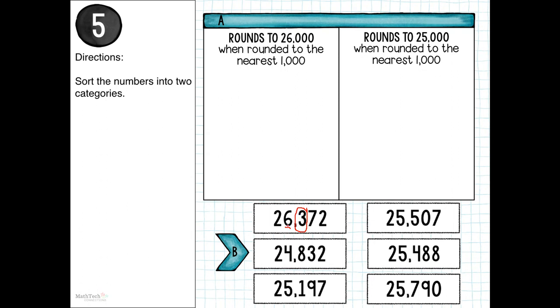So that means my 6 stays the same. So 6 will be in the thousands place. All the digits to the left I keep, so I'm going to keep my 2. But all of the digits from the one I circled and the ones to the right are going to become zeros. So this would go in this category, which would be 26,000.